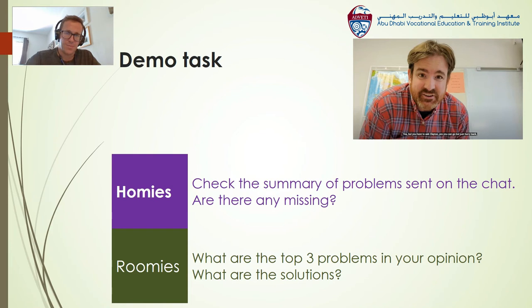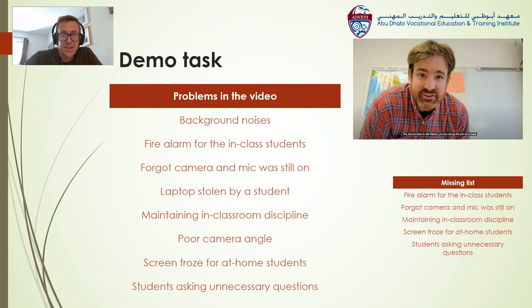So in the live PD of this, I set the people at home the example to do the summary of the problems, and the ones in the room had a different task of saying which ones were the top 3 problems in your opinion. So they had slightly differentiated tasks so that they could see what they identified. These were the problems: background noises, a fire alarm, you forgot the camera and mic was on, a laptop was stolen by a student, problems with discipline in the class that would not engage the people at home, a poor camera angle, the screen froze for a while, and students were just asking questions that wasted time.